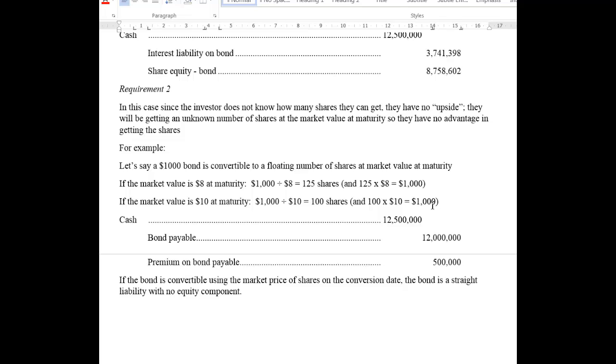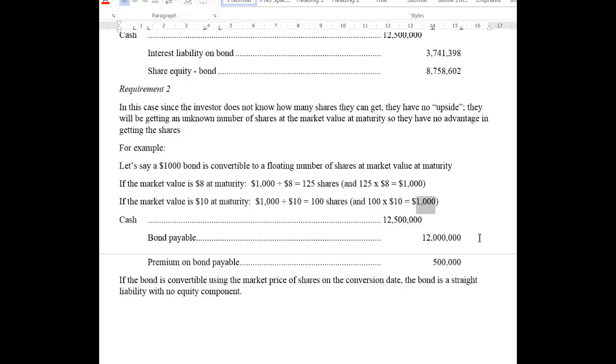I don't know how many shares I'm going to get, I should say, until I know what the market price is at maturity. So the investor doesn't know. So there's really no upside to them because they're basically getting the $1,000 back, right? The only reason they may take this deal is because they might see a value because the bond is paying good interest, and they might want to get that steady cash flow stream, right?